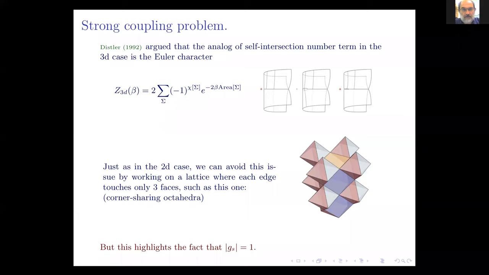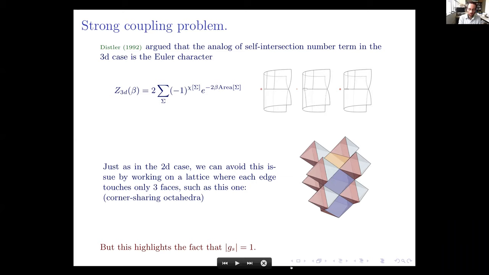So actually, maybe you'll like what I'll say later. But the point I really wanted to make in this slide is simply that in the vanilla Ising model, the sum over configurations in terms of domain walls, whatever you do to resolve this issue, for example, let's just think about the BCC lattice or this corner-sharing octahedron lattice where the edges share only three faces, there's no dependence of the weight on the genus of the surface. That's really the point I wanted to make. And so whatever you want to say about the sign, the effective string coupling of these surfaces interpreted as string world sheets is one.